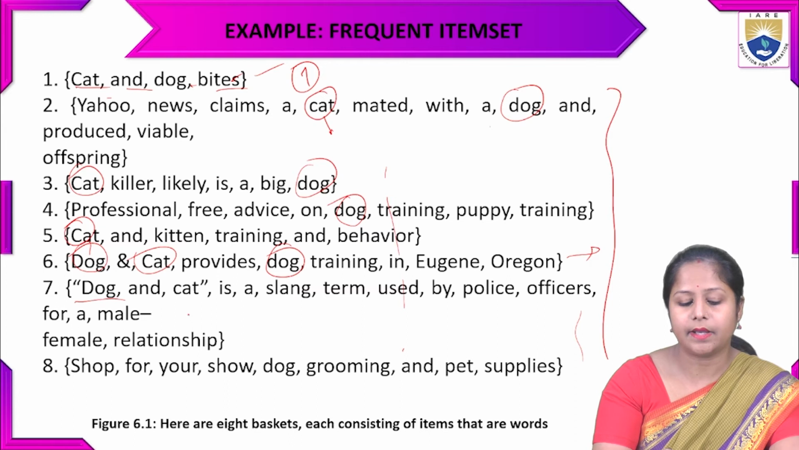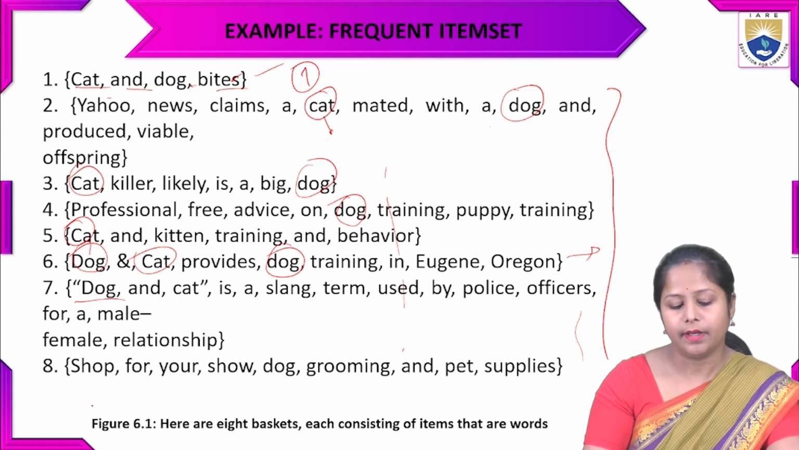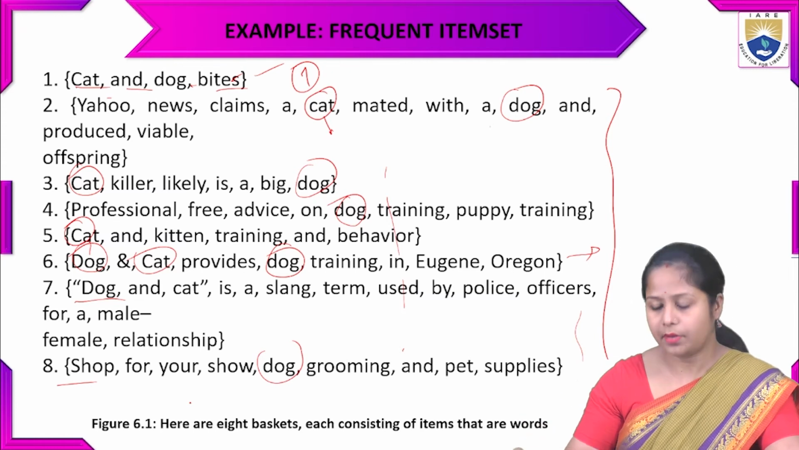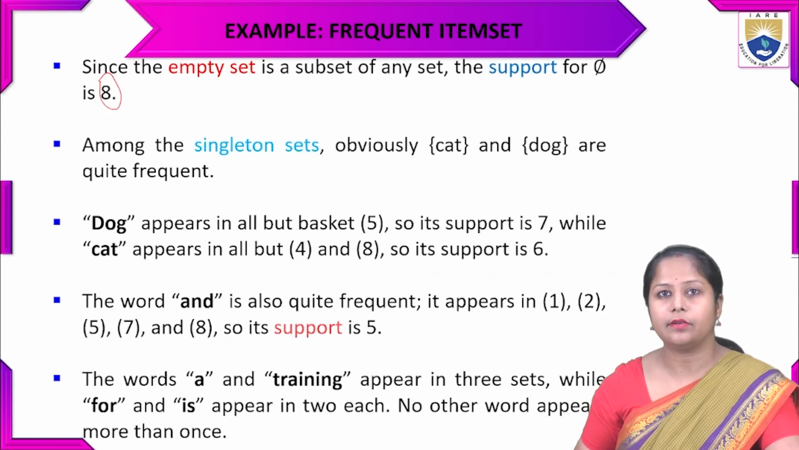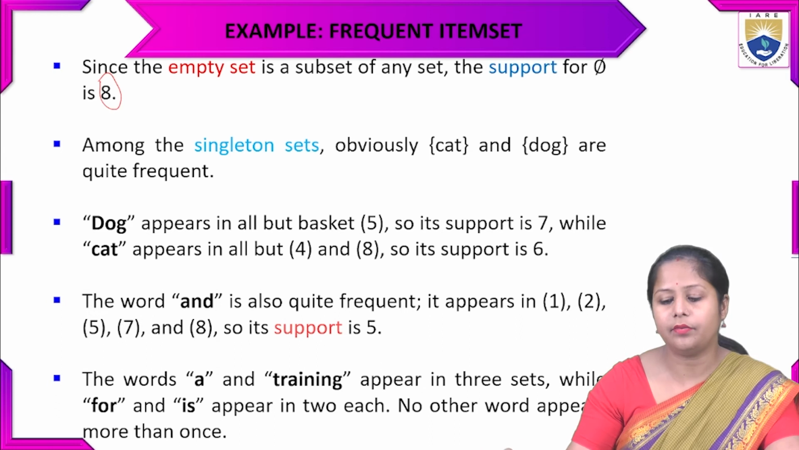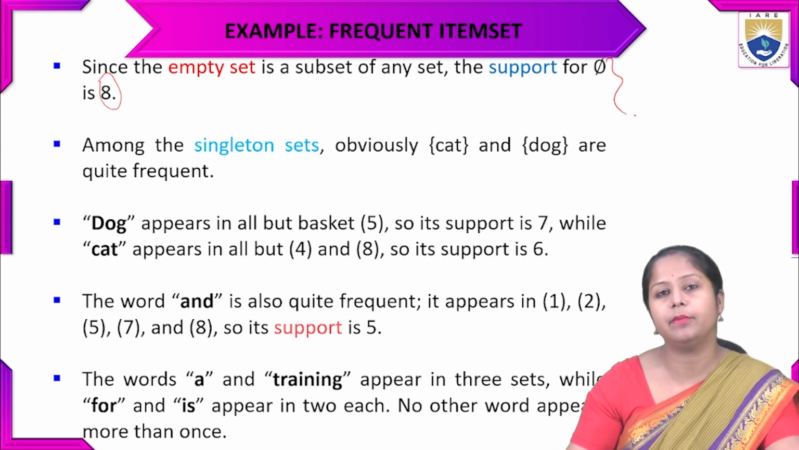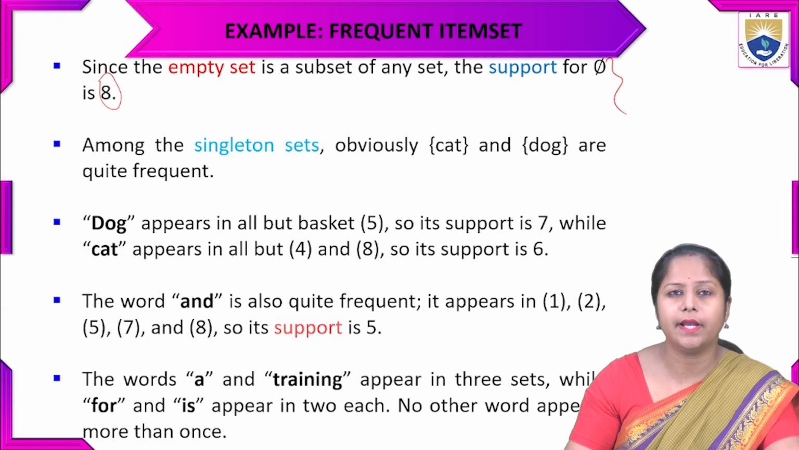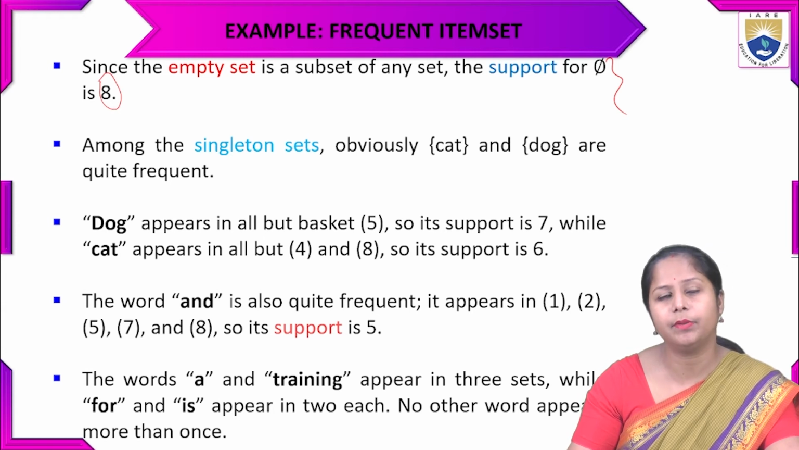So in the 7th, dog and cat are there. In the 8th, the dog and cat are not there. So like that, we have to check each of the baskets. So the support of all of the sets will be the 8 times the dog is occurring. So the support count will be 8.